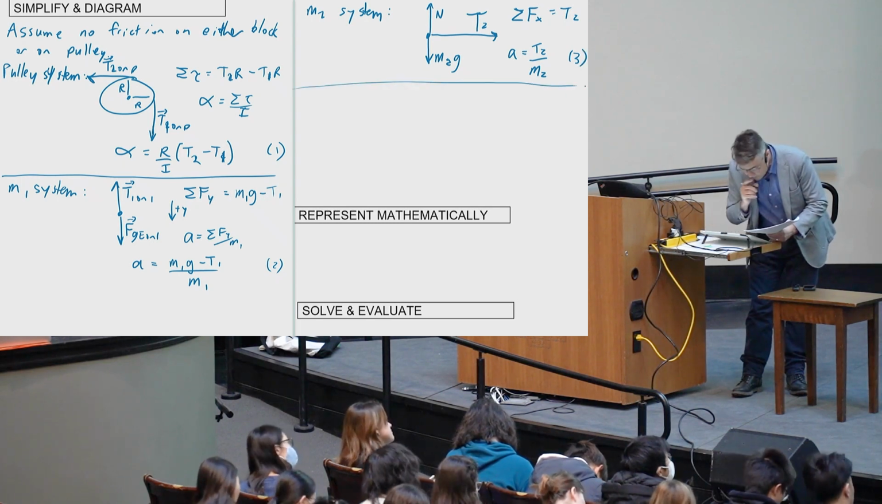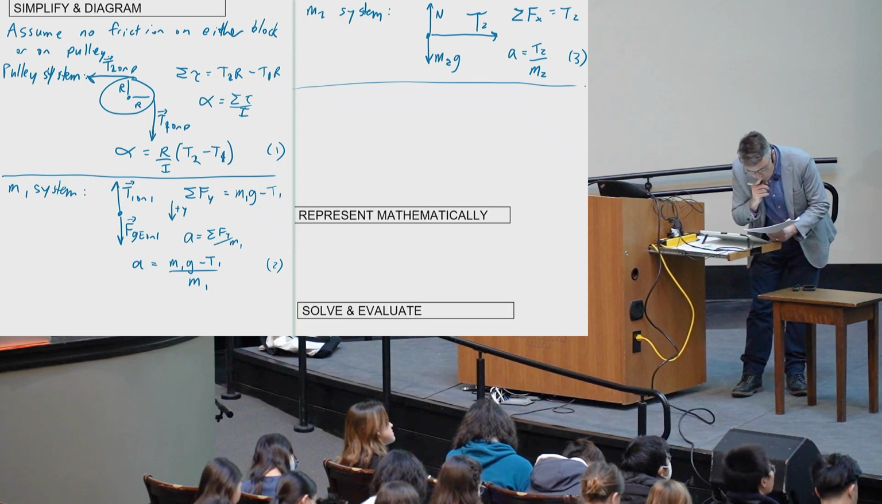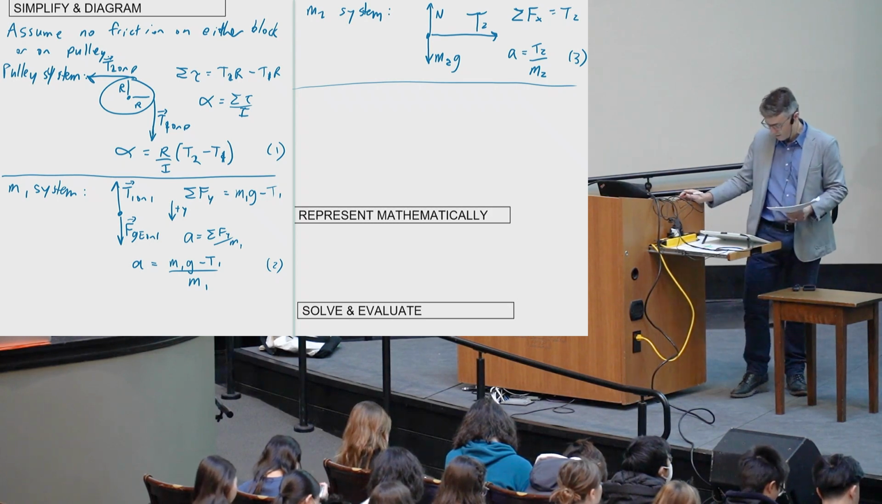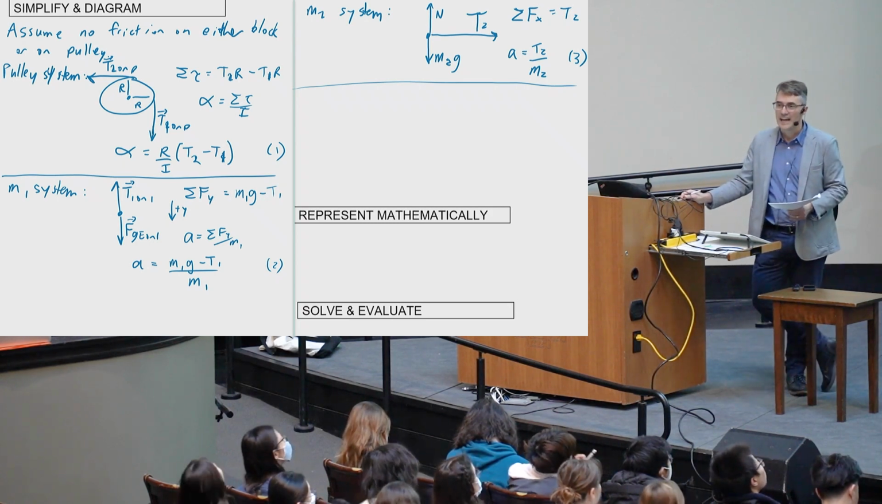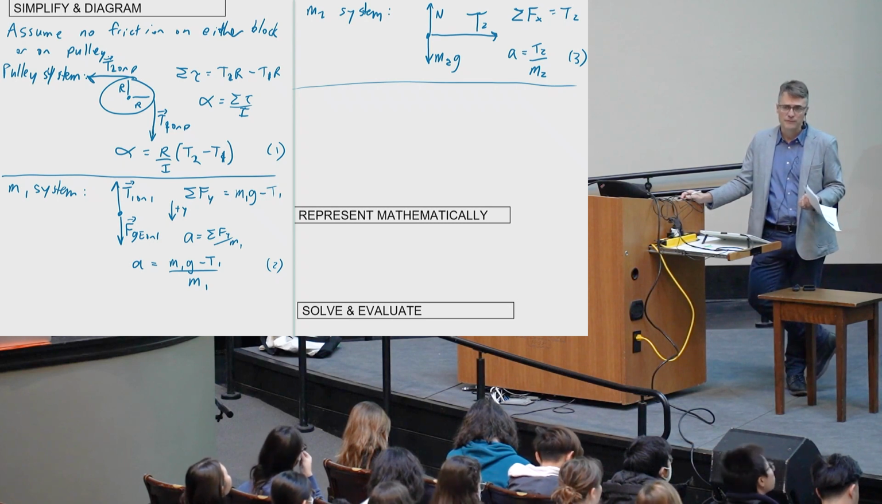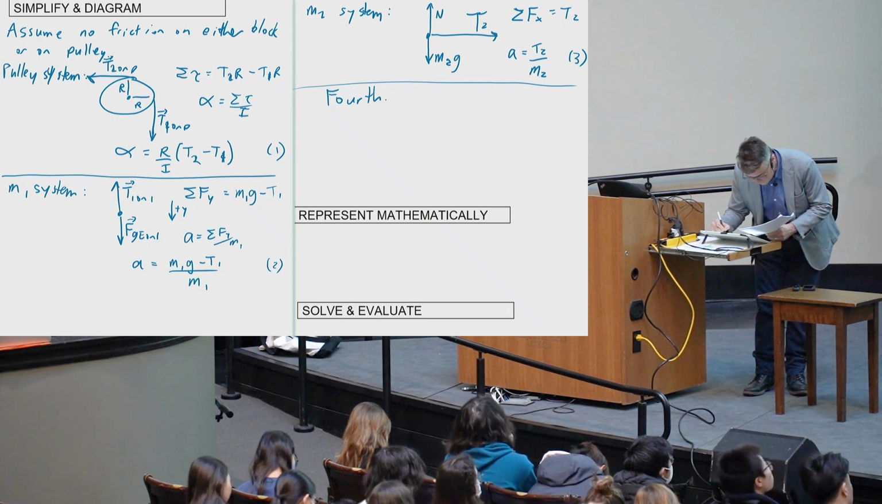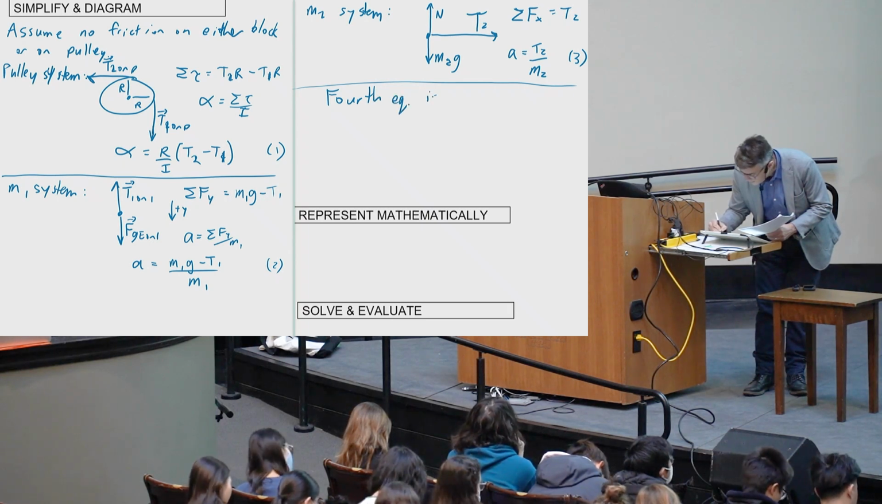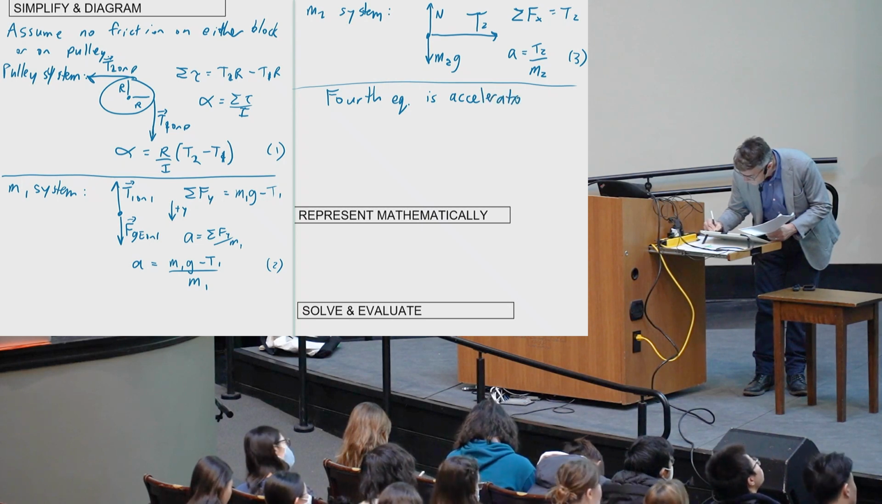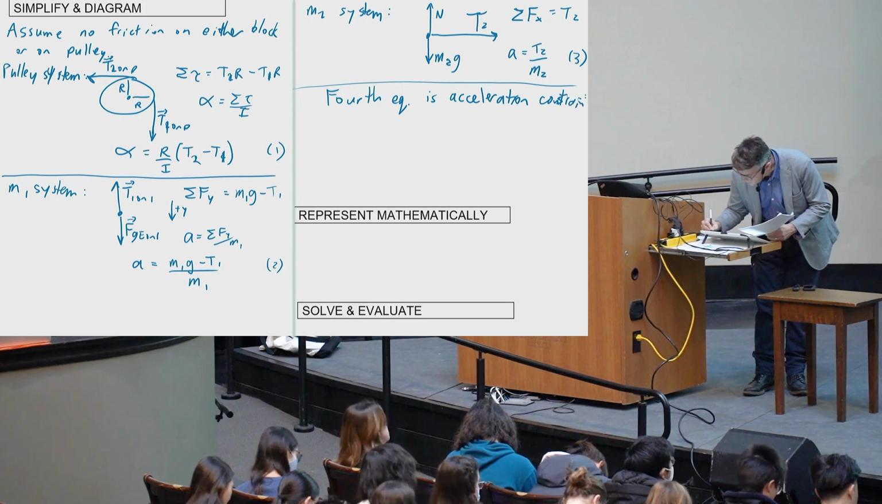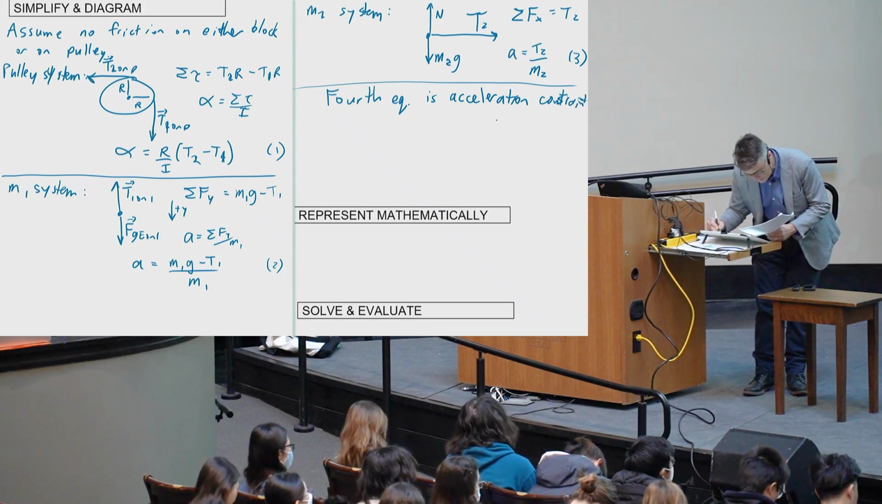So we've got, unfortunately, a lot of unknowns here. We've got T2 and T1. And we've got the acceleration, and we've got the angular acceleration. So there's actually 4 unknowns. We need a 4th equation. The 4th equation is called the acceleration constraint, which is just relating alpha to A.